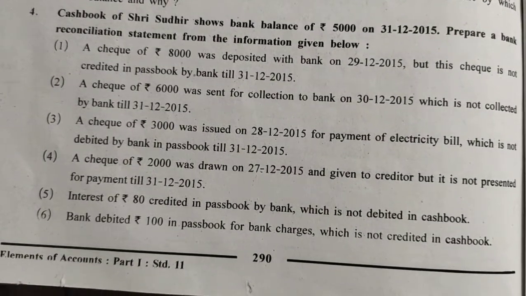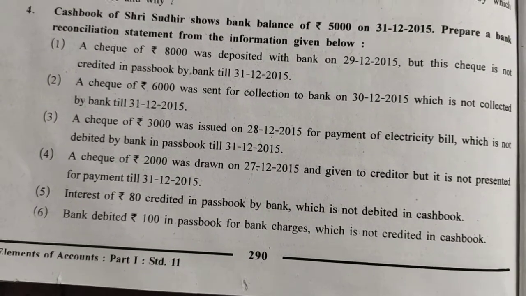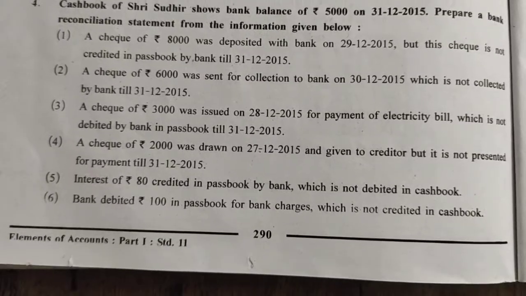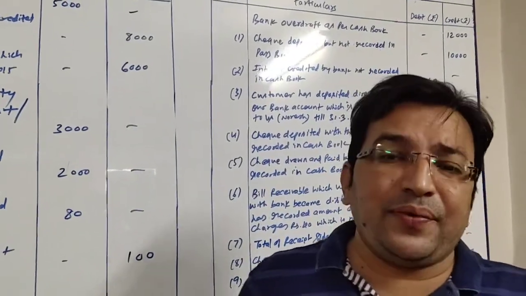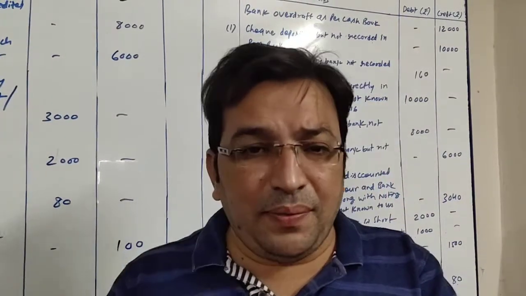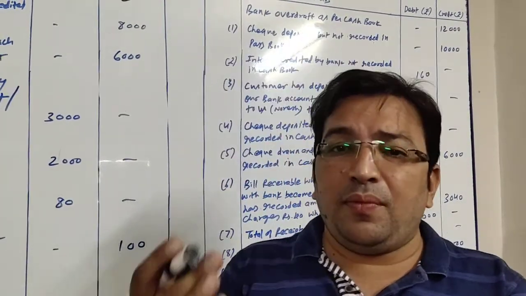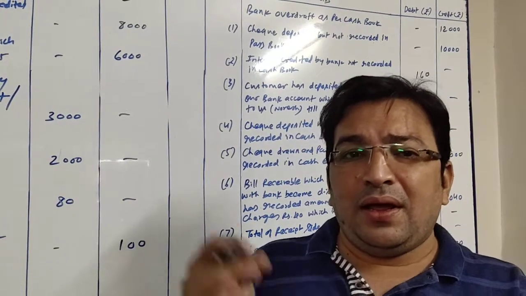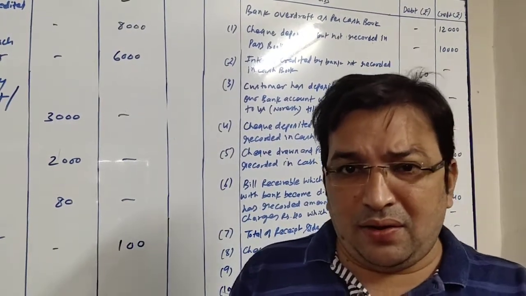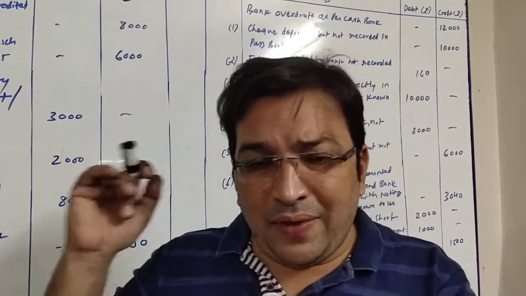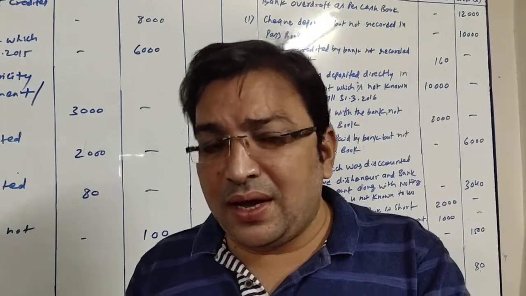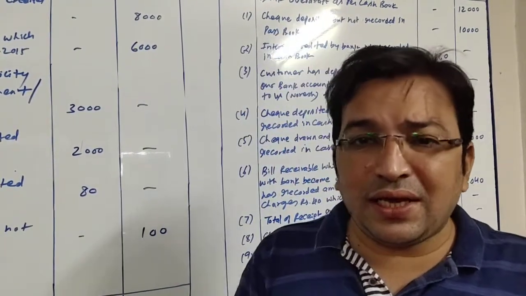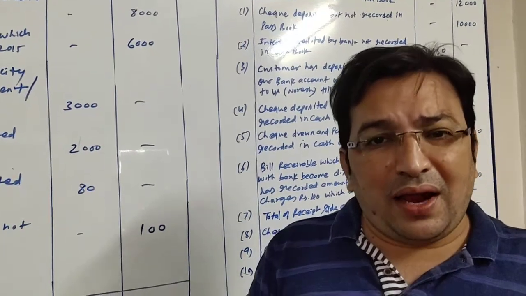Next one, the third one, a check of rupees 3000 was issued on 28/12/2015 for payment of electricity bill, which is not debited by bank in passbook till 31/12/2015. Okay, friends, the check was issued for the payment of electricity bill and it is not recorded by bank. Maybe it is not presented for payment in the bank, or maybe it is presented, but the entry is not yet done by the bank. Anyhow, when bank does the entry for the same, it will be debited in our passbook. Right now we have already issued the check, so we have already credited it in our cash book.